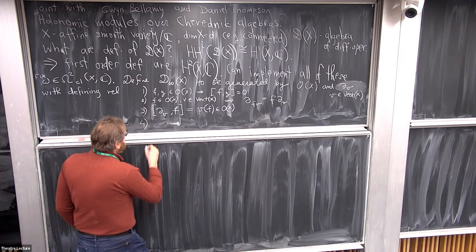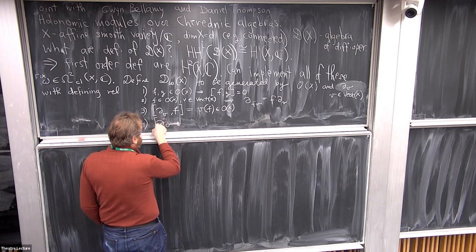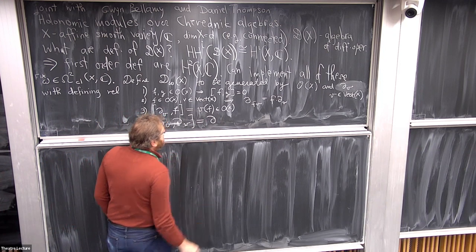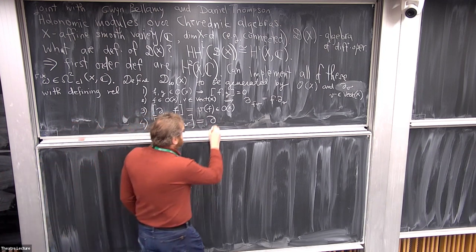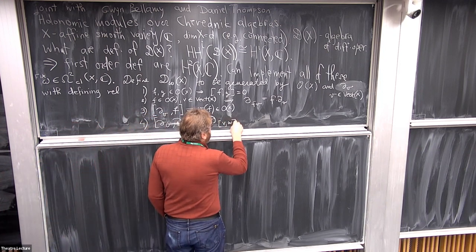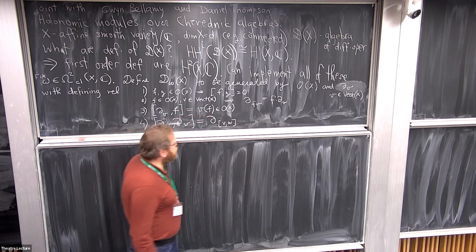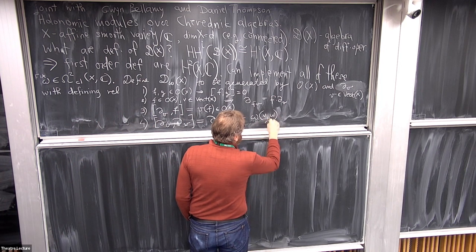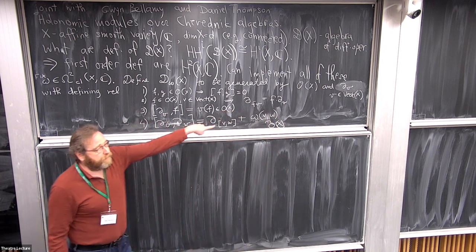The last axiom says that if you take the commutator of d_v with d_w, for ordinary differential operators this is just d of the Lie bracket of v with w. But here there is another term, which is omega of v, w, and this is in O of X. Omega is a two-form, and we can evaluate it on two vector fields.